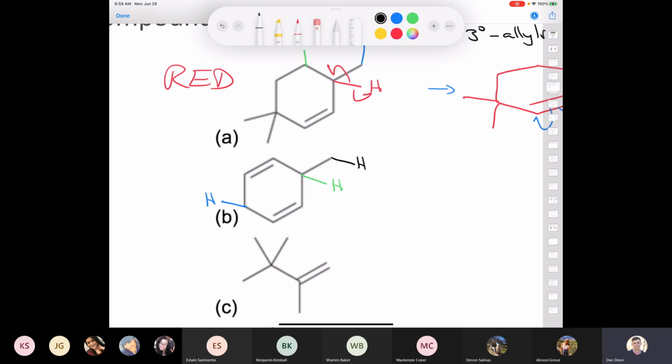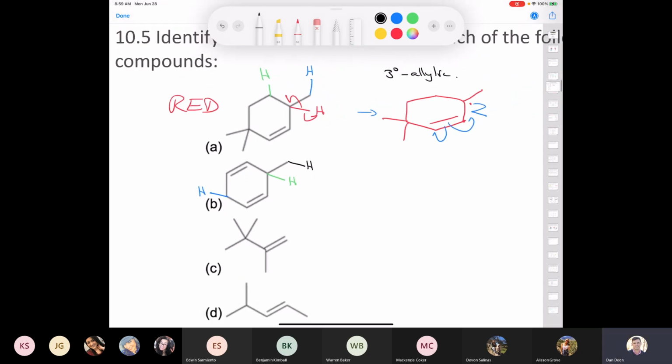This one's, I don't think, a simple question, right? Because if you pull off the blue one, you end up with something that's doubly resonance stabilized. Pardon my language, but this is resonance stabilized, my friends. You can draw it's allylic here and it's allylic here, but that is secondary allylic. This is secondary allylic.